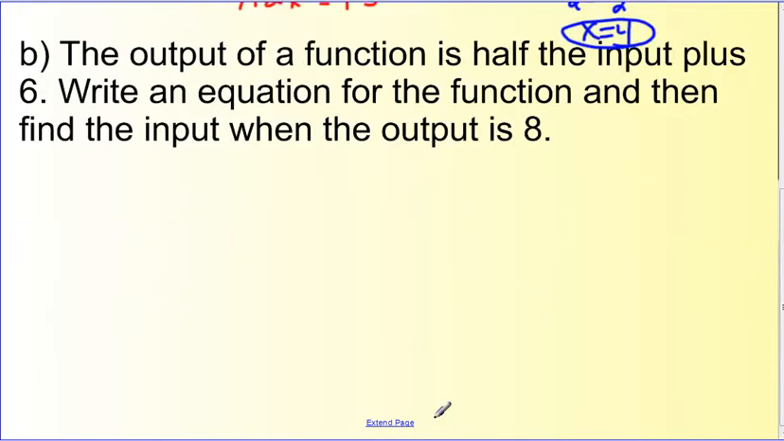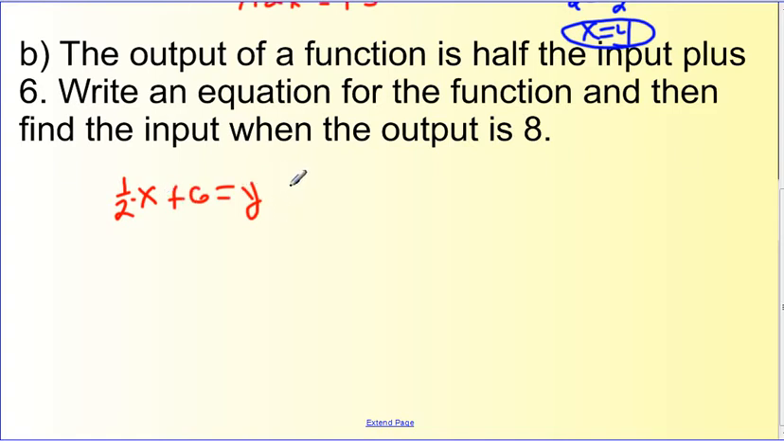Letter B. The output of the function is half the input. So just remember, the input's the x value. So we're going to take half of that plus 6. And that's equal to the output, the y variable. Okay? You can write it this way.